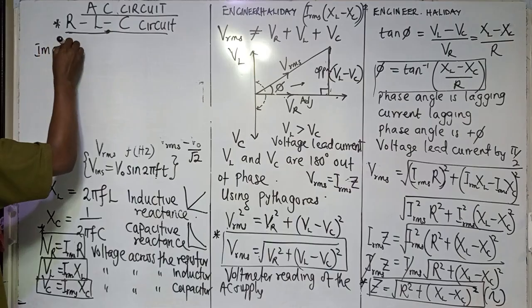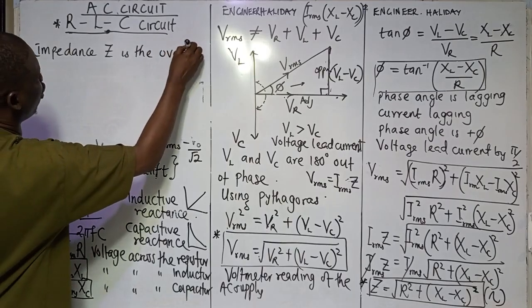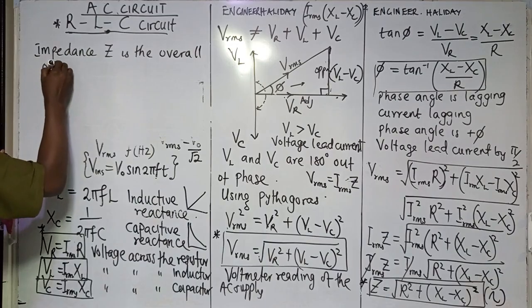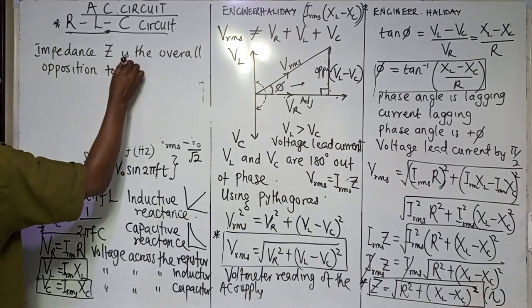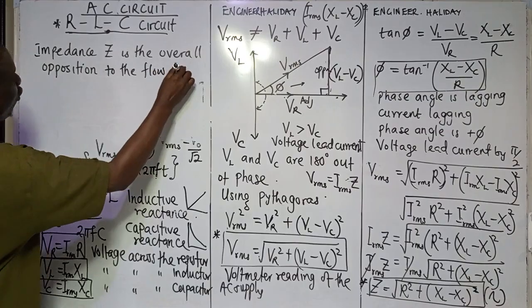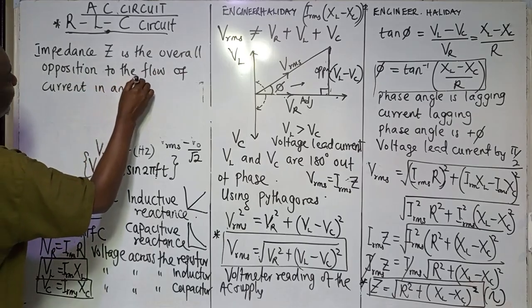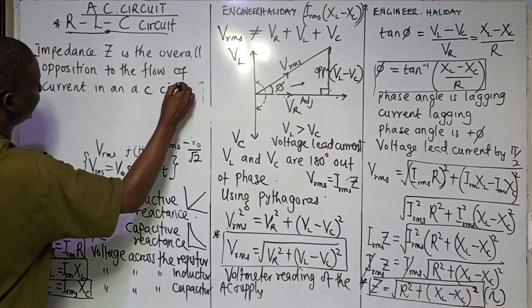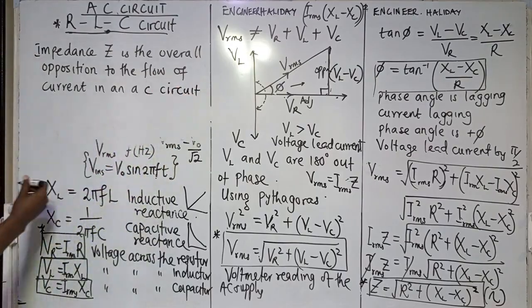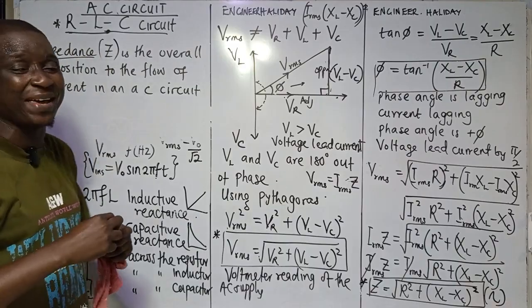Impedance, Z, is the overall opposition to the flow of current in an alternating circuit, in an AC circuit. Is the overall opposition to the flow of current in an AC circuit. That's what we call impedance.